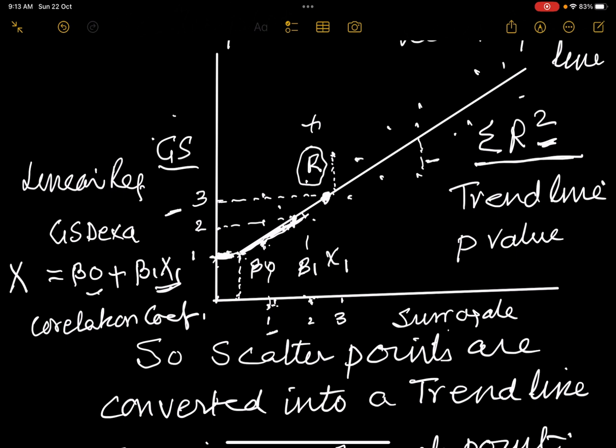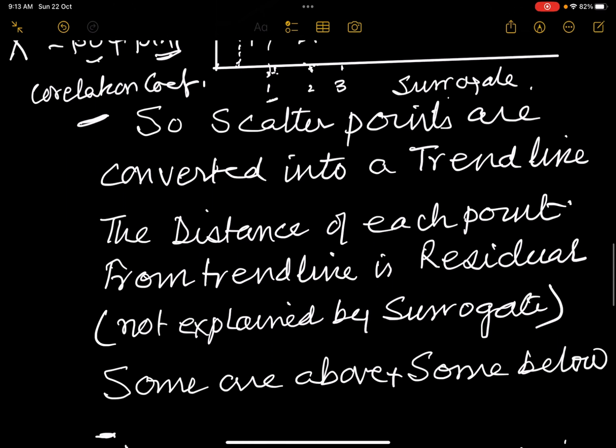If this is the gold standard and this is the surrogate, then this same thing is the correlation coefficient. This trend line can be converted into a p-value. P-value means the number of points which were not on the trend line as compared to the total number of points. So that is a p-value which you can get in validation.